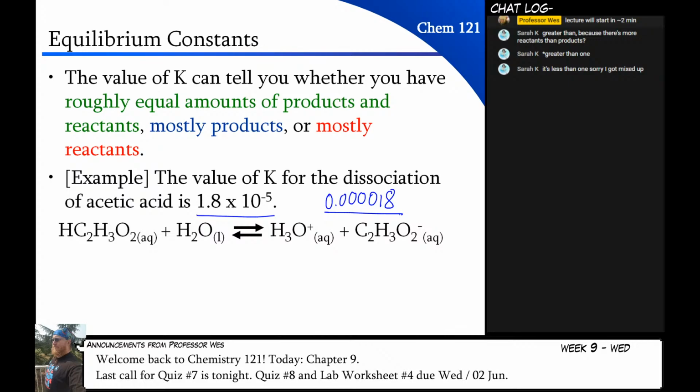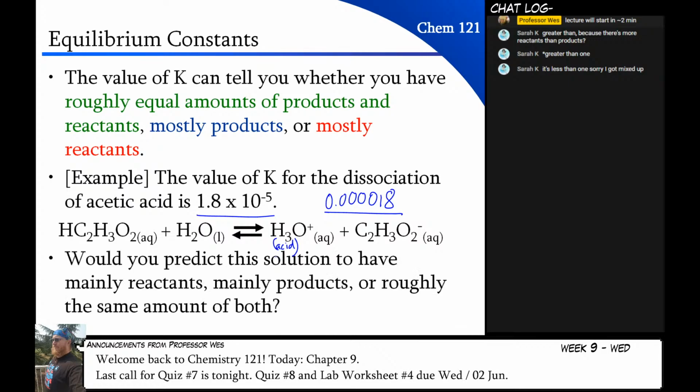So very, very little of this weak acid, acetic acid, dissociates into acetate and hydronium, H3O+. This is the acid part that we care about, so we're going to talk about that in chapter 10. Because its K value is so small, we must have mostly reactants.